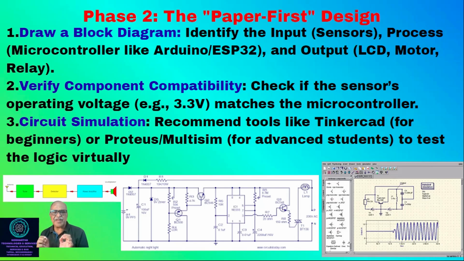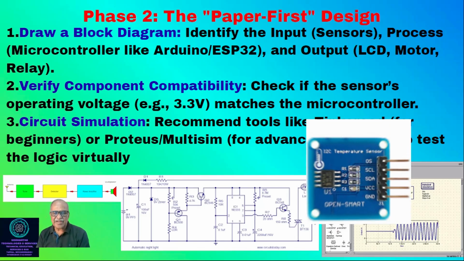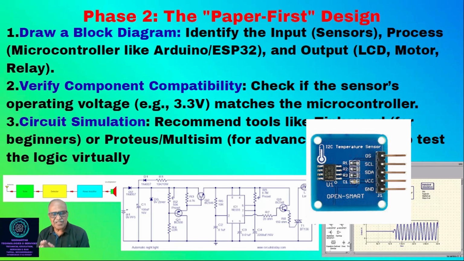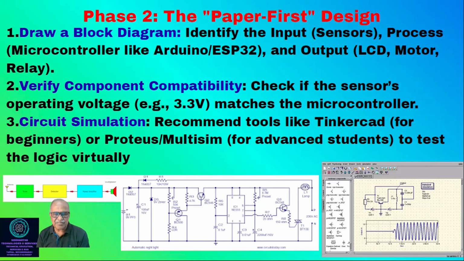Second is verify component compatibility. That is, check if the sensor's operating voltage is 5 volts or 3.3 volts. We make a lot of mistakes and spoil our components. Why do we spoil them? Because you give either a lower voltage or a higher voltage. So you have to be very, very careful, especially I2C based sensors work with 3.3 volts. Most of the new sensors coming in the market work on 3.3 volts, so don't provide 5 volts to them. You have to be very careful with the sensor, and also see how to match it with the microcontroller.